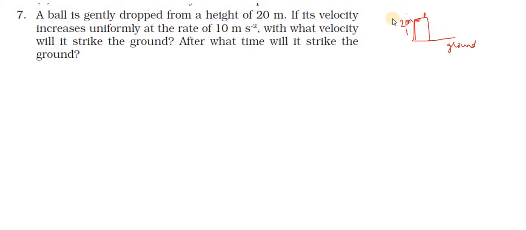Okay, a ball is gently dropped from a height of 20 meters. From this point, a ball is dropped. So the ball is dropped from a height of 20 meters, if its velocity increases uniformly at the rate of 10 meter per second. See here, 10 meter per second square they give.